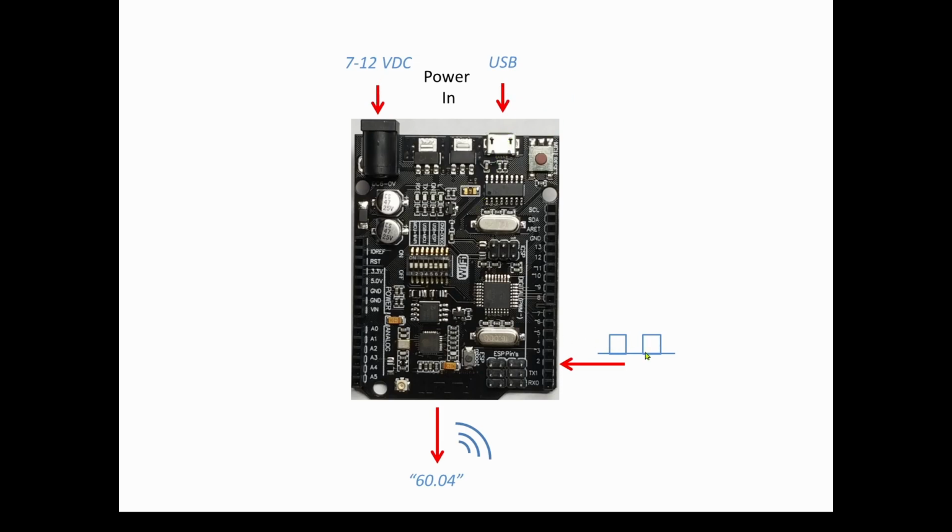Then, as we said before, here on the bottom right, we have wall outlet voltage converted to a square wave, and it's coming into the digital pin on this Arduino. We are using that square wave to calculate the frequency inside the Arduino. Once it's done calculating the frequency every half second, it's going to send out over Wi-Fi a string that contains the latest measurement, in this case 60.04, and go to your computer.